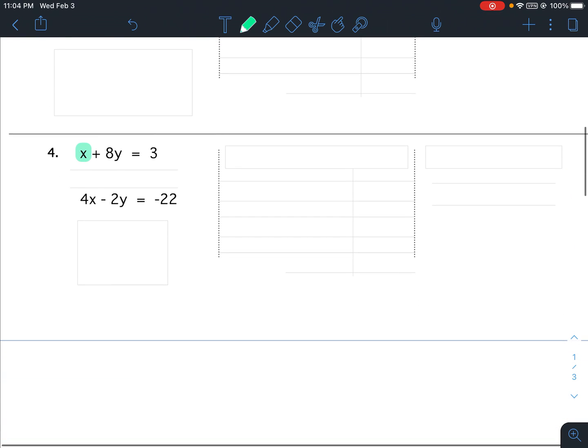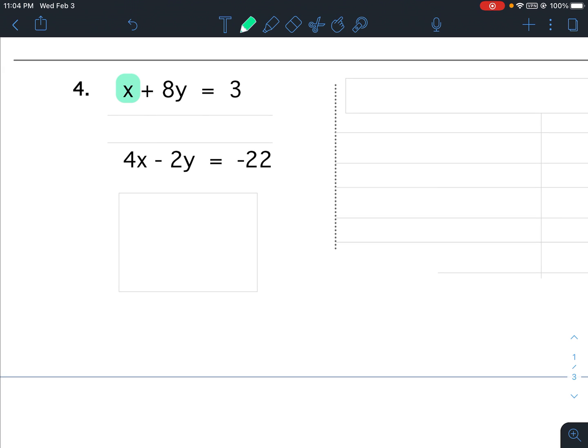Number 4. The easiest variable to solve for is the top x. So I need to get rid of this +8y by subtracting 8y from both sides. Cancel the 8y's. Bring down the x equals, again, these are not like terms, so I cannot combine them. So I bring down the -8y and bring down the coefficient of +3.